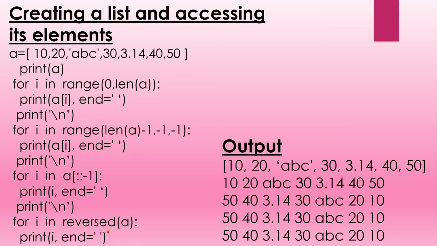So, for i in reversed(a). If you write this directly, it will be reversed without writing any of the other conditions. And if we write i comma end, a gap will be given because of this end. And these are all the methods by which you can create a list and access its elements. So let's move forward.